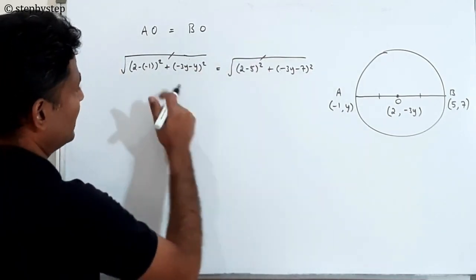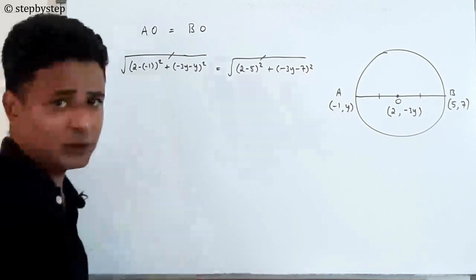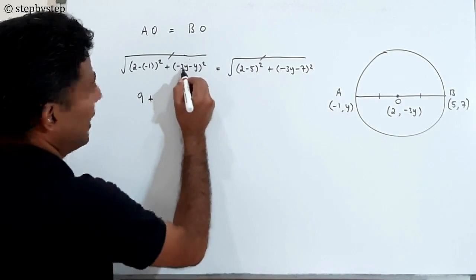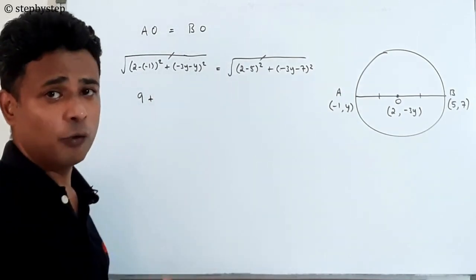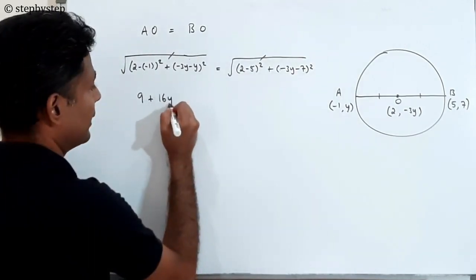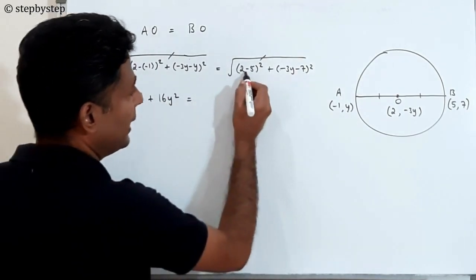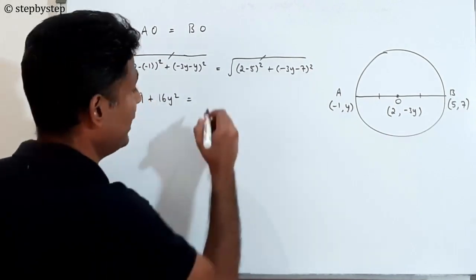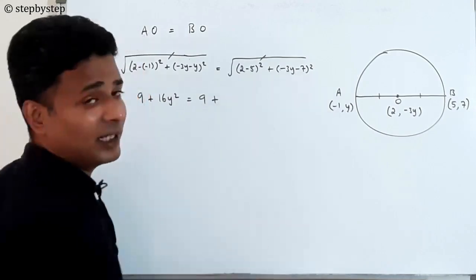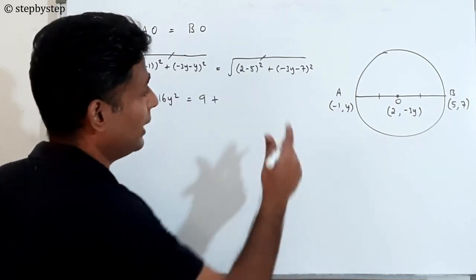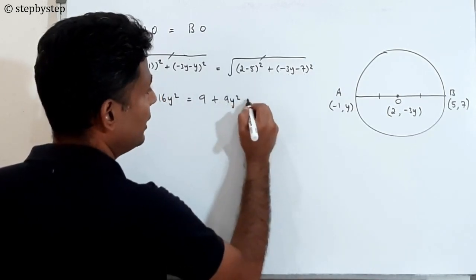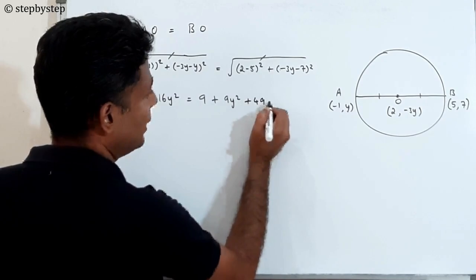So squaring both sides will cancel the root, and here we get 2 minus (-1), 2 plus 1, 3 square, that is 9, plus (-3y minus y) is -4y, -4y whole square is 16y square. This will be equal to, again, (2 minus 5), -3 whole square, that is 9, right? Plus here we have to use the (a minus b) whole square formula. Be careful again, you have to use the (a minus b) whole square formula. So a square is 9y square, plus 49, that is b square.